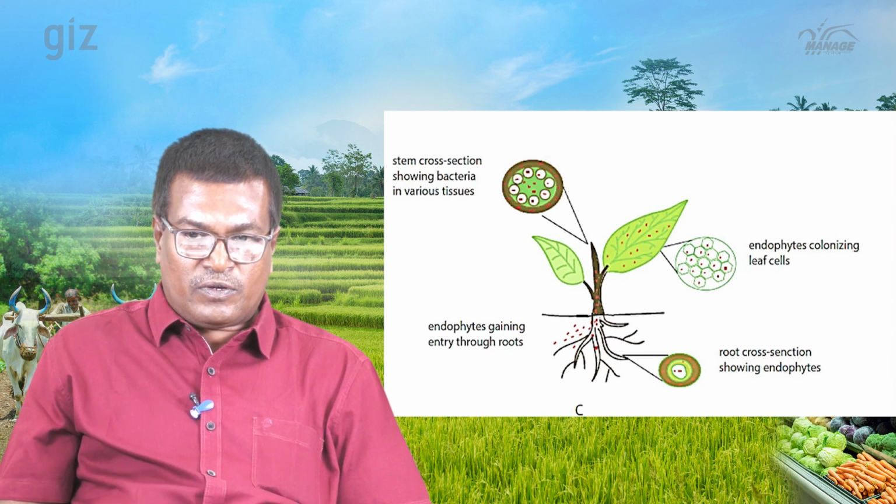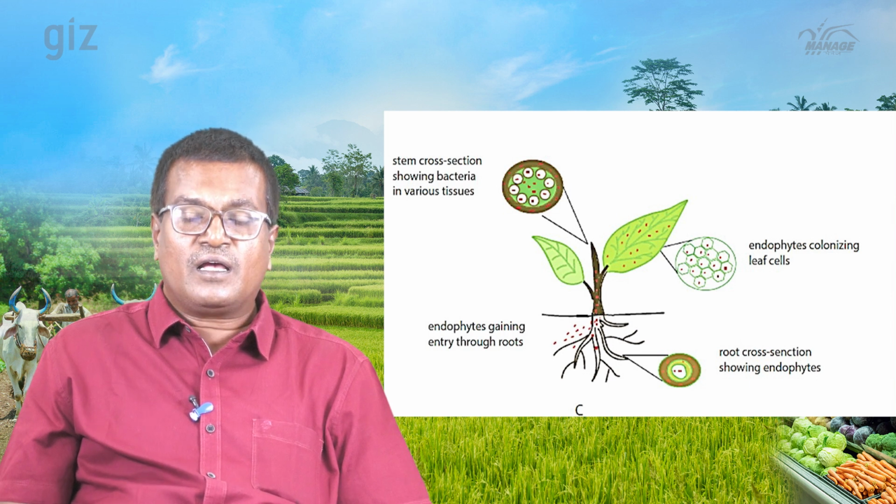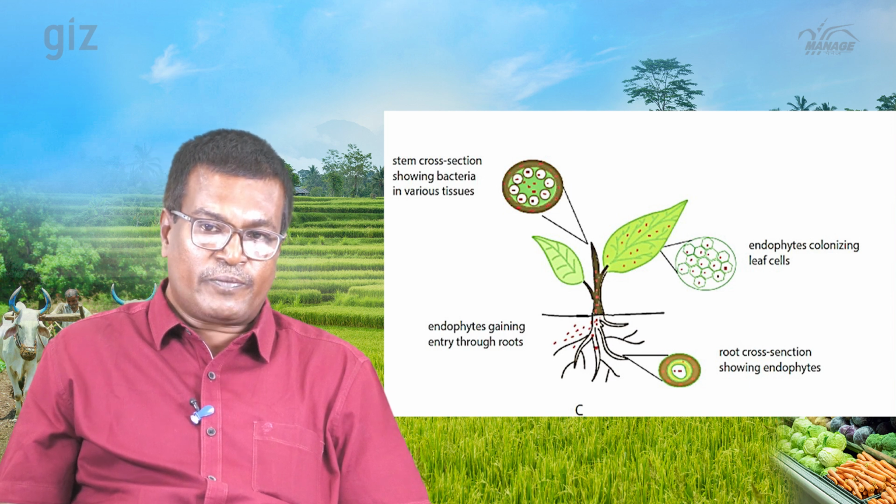If the root system is occupied by these organisms, we call them root endophytes, then stem endophytes, and leaf endophytes. So all these places are occupied by different kinds of microbes. This should be the case in any living being. If microbes are not there in the system of any living organism, its functions will not be proper. There will be some deficiency in its functions.